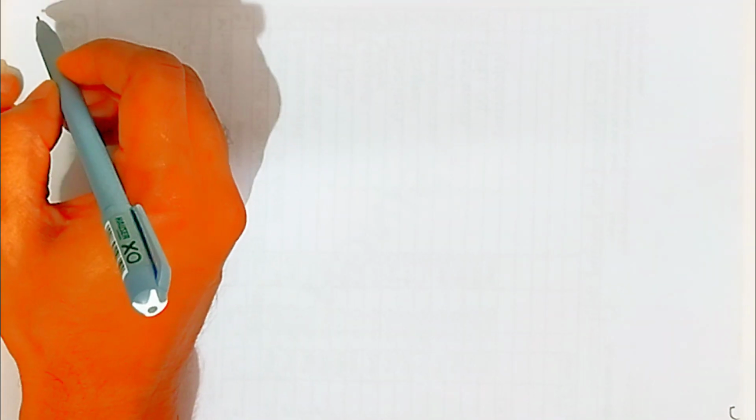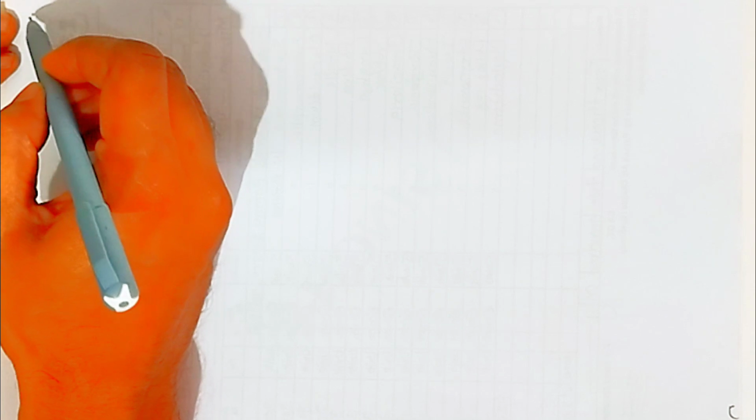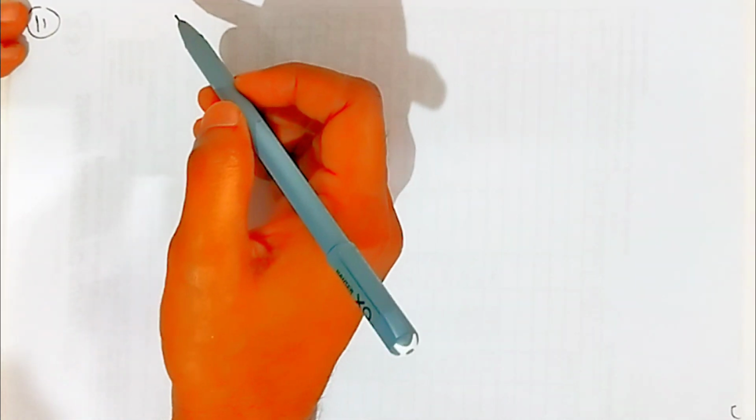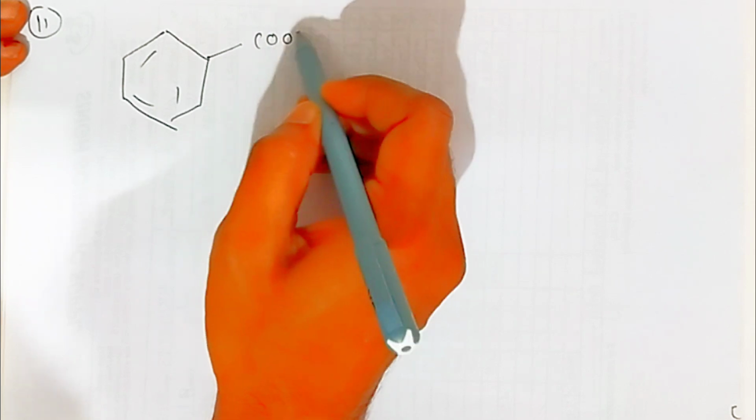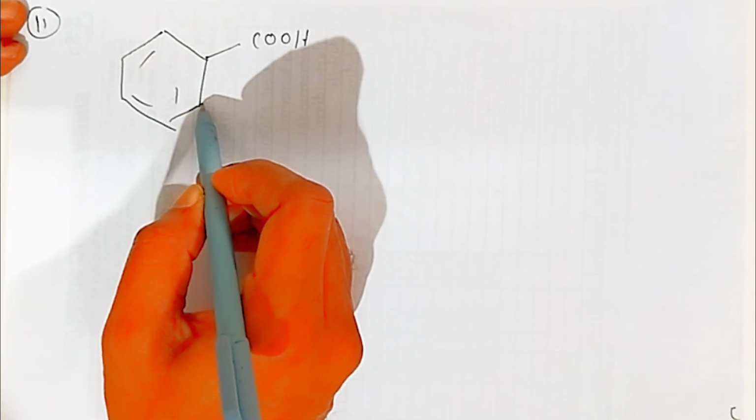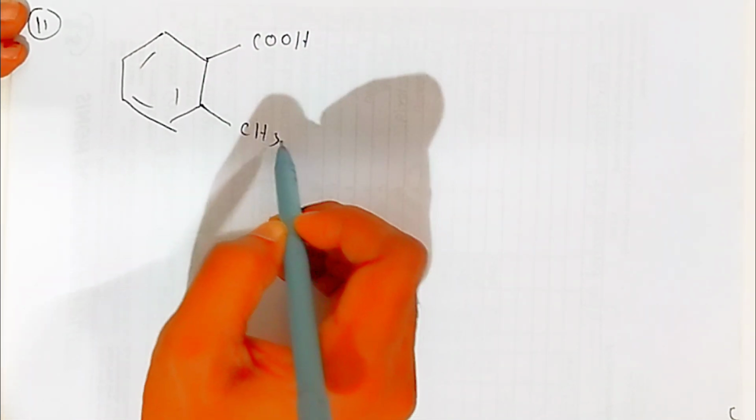Now one more type of aromatic acid and aromatic aldehyde that we are going to see, students. So this is the structure, students. Now this is benzoic acid. Now one more group is attached, students, that is a methyl group.